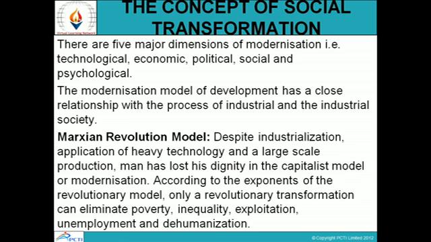Marxian revolution model. Despite industrialization, application of heavy technology and large-scale production, man has lost his dignity in the capitalist model of modernization. According to the exponents of the revolutionary model, only a revolutionary transformation can eliminate poverty, inequality, exploitation, unemployment and dehumanization.